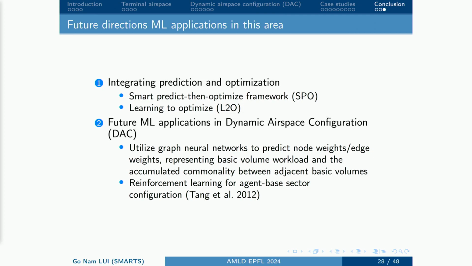And then, for future ML applications in this DAC study, we can use graph neural networks to predict node weights or edge weights, representing the basic volume workload and the accumulated commonality, basically the transition of traffic flow between two sectors. And the last one will be reinforcement learning for agent-based sector configuration.